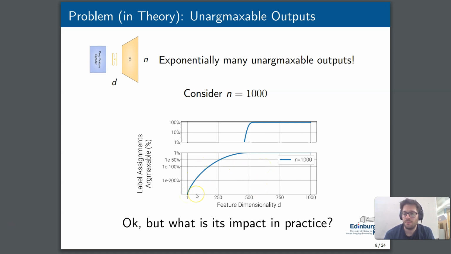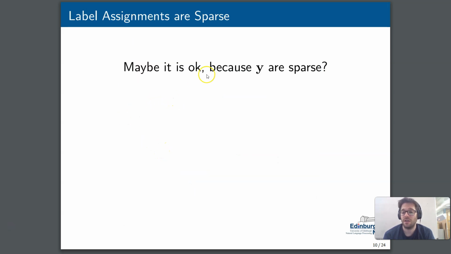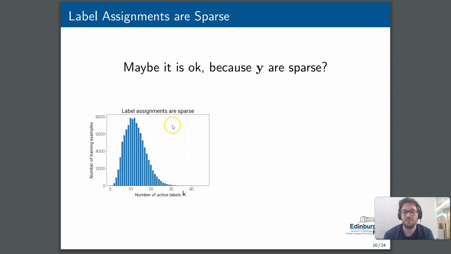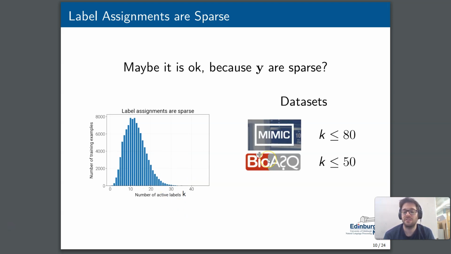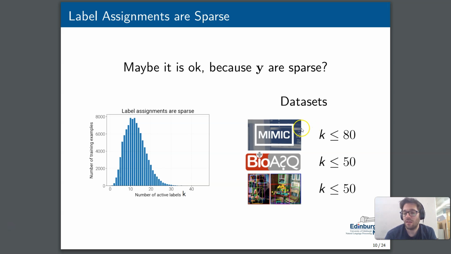However, maybe this budget of argmaxable label assignments is enough to actually cover all the label assignments we have in our training data and our test data, because the label assignments in general are sparse for the datasets we're looking at. So K here is the number of active labels per label assignment, and we see that for all these datasets we're looking at, the number of active labels per assignment is bounded above by either 80 or 50.